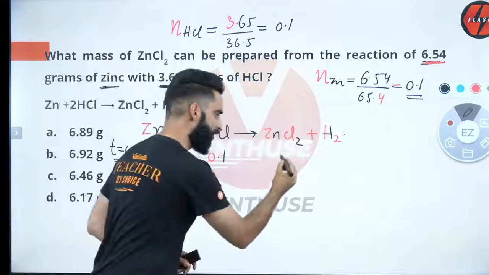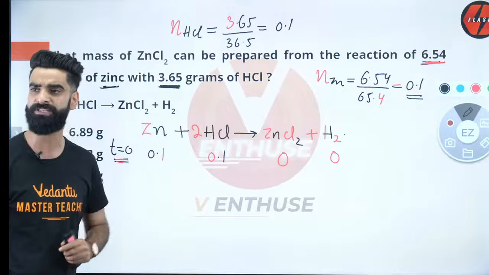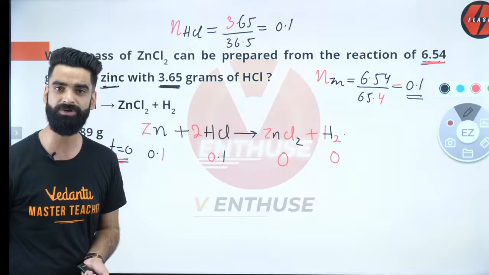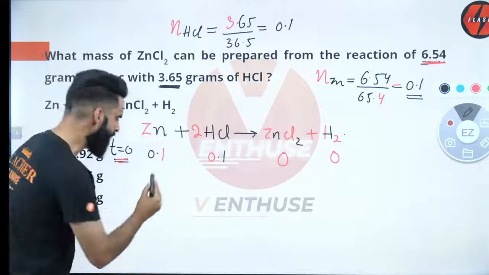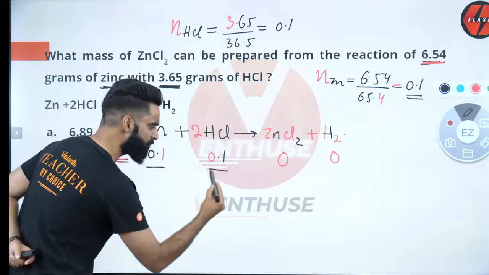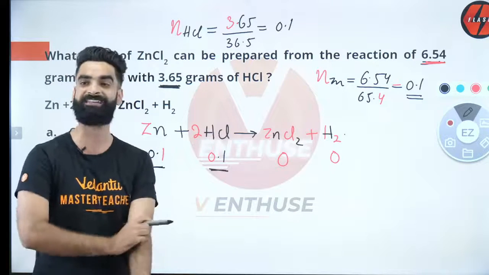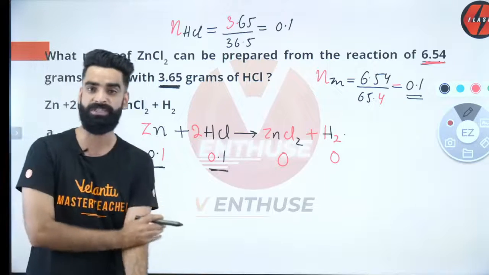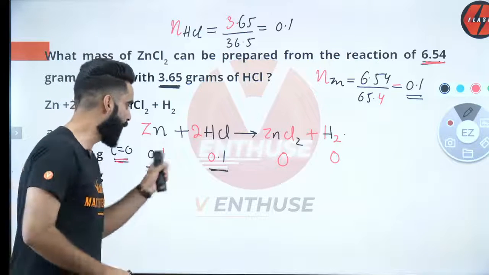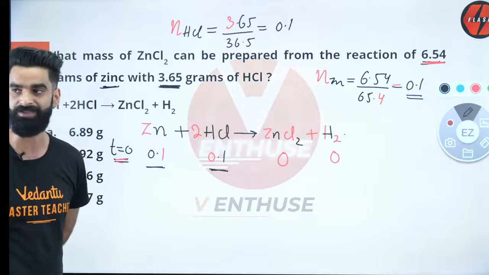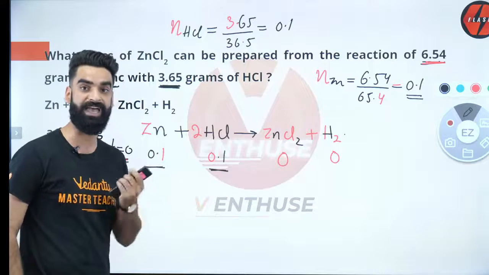Can I say the number of moles of ZnCl2 and H2 would be 0 at time t equal to 0, right? Why is that? Because the reaction has not started. Now people, in the last session I told you, whenever you are given the amounts of all the reactants, at that time we use the concept of limiting reagent. And now it is time to identify which one among zinc and HCl is the limiting reagent. I need to check that.